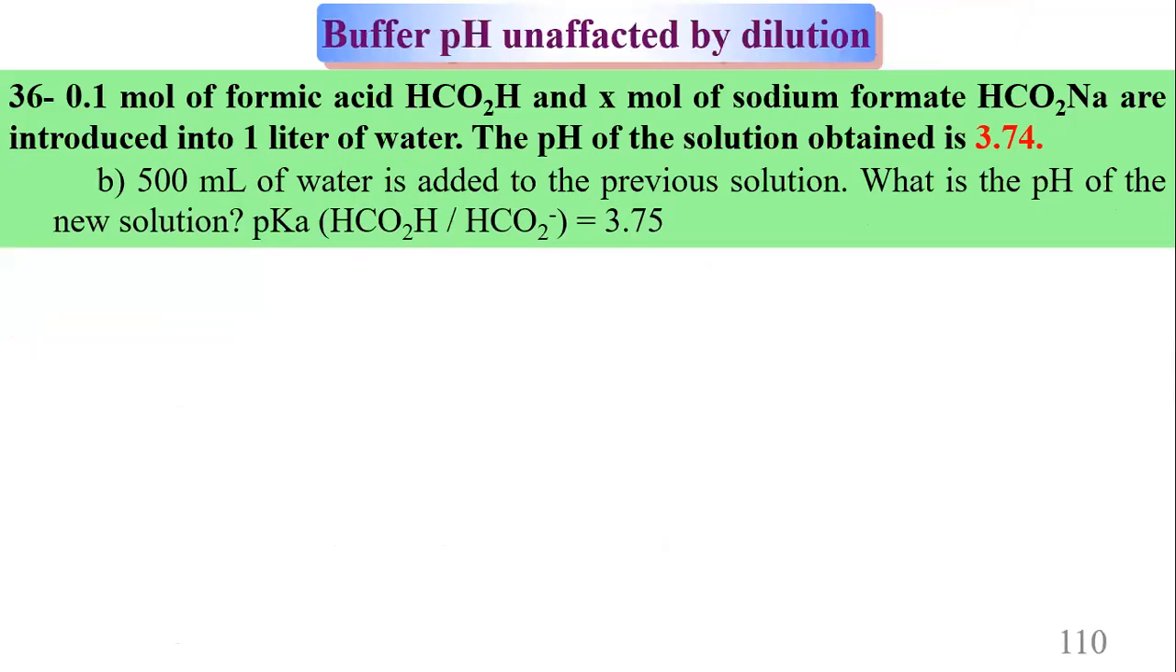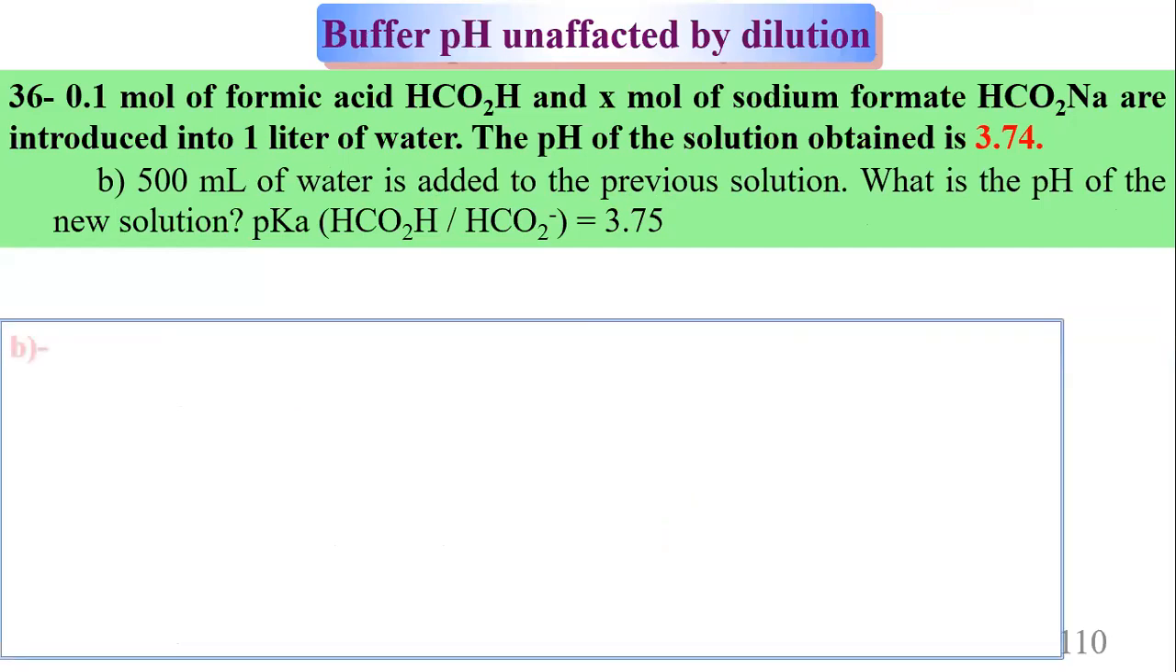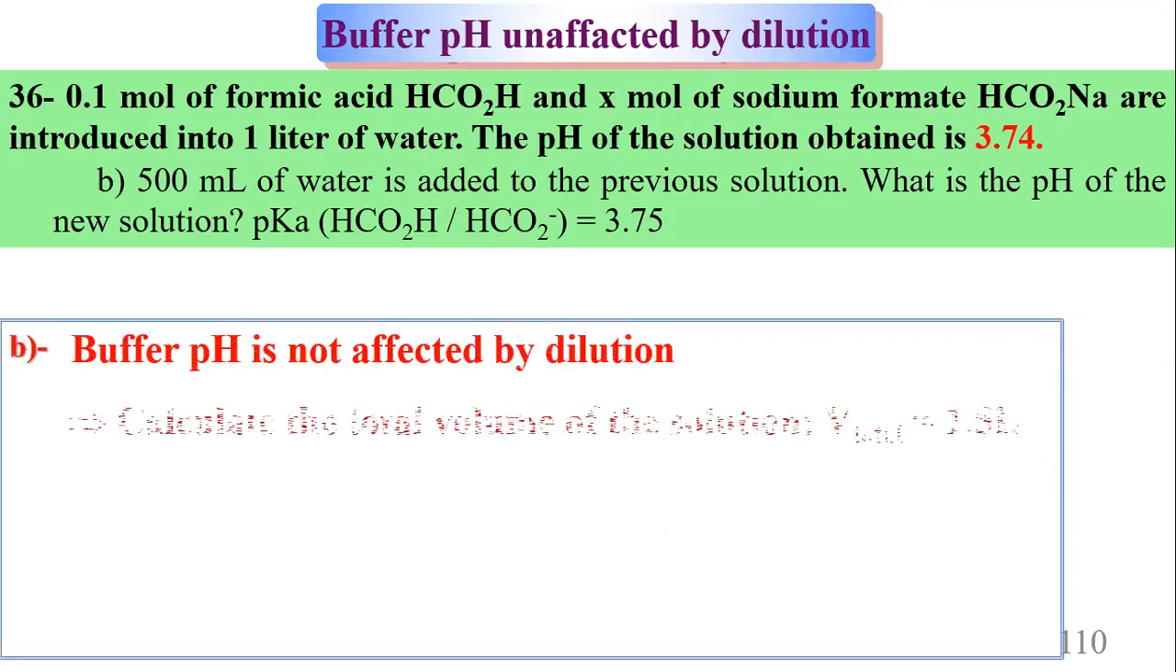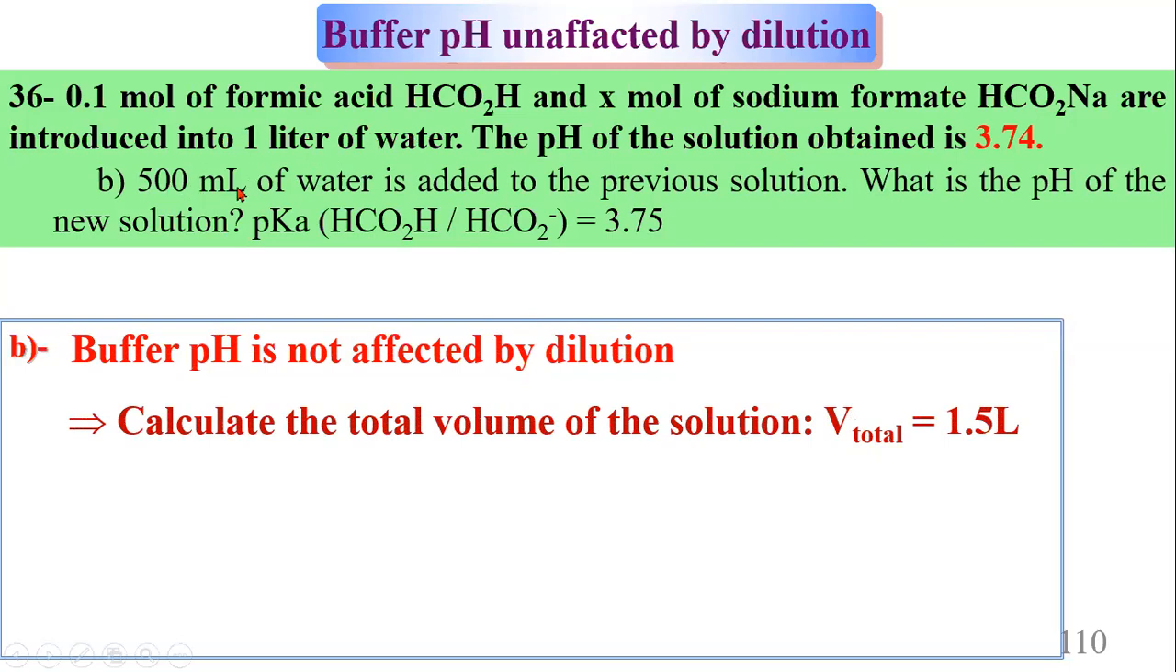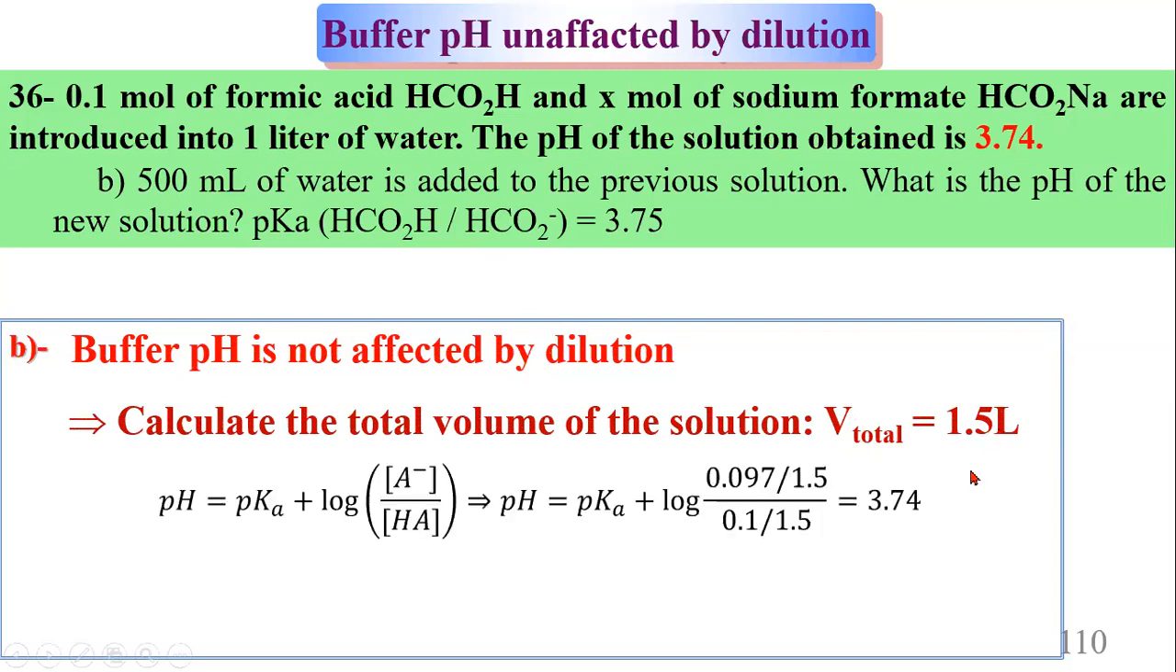Next, part B of this question, they said, if I add 500 milliliters of water, what happens to the pH? From now, guys, and always, a buffer solution is not affected by the volume of that solution, okay? And I'm going to prove it to you. So if it's not affected by dilution or volume, let's see why it's not. The volume that I had before was 1 liter. If I add to that 500 milliliters, now I have a new volume, which is 1.5 liters.